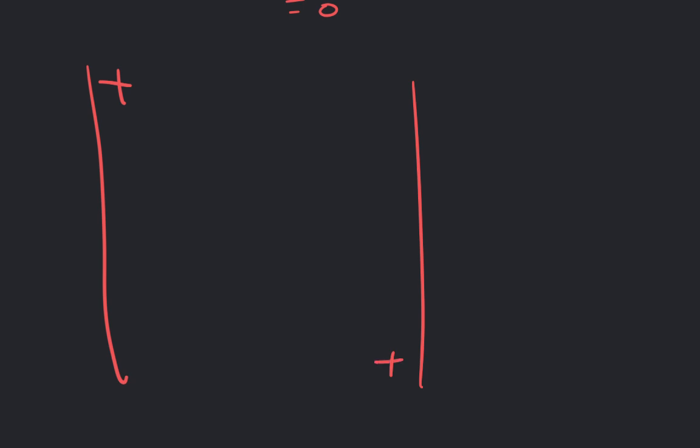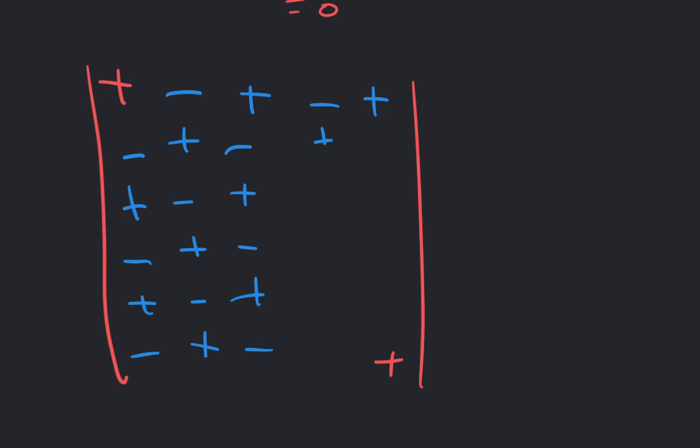So the general pattern with these is you have a top left positive sign and a bottom right positive sign, and it alternates between positive and negative, something like that, just over and over again. I'm not sure exactly why, but this is what it does.